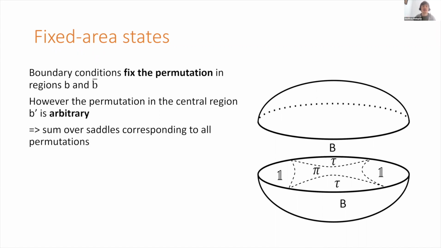Since there's an allowed saddle for any permutation, the right thing to do is just to sum over all of those saddles corresponding to all of the permutations. You do that, and it gives you a formula that looks something like this. This is the gravitational action from the conical singularities, and this is the quantum action of the bulk fields evaluated on that background geometry.